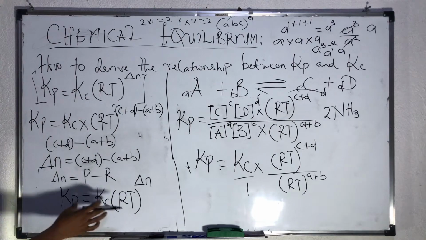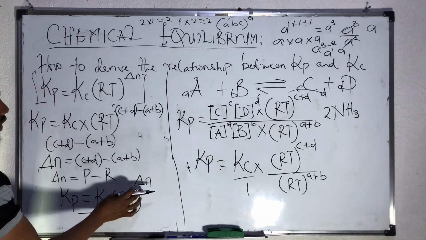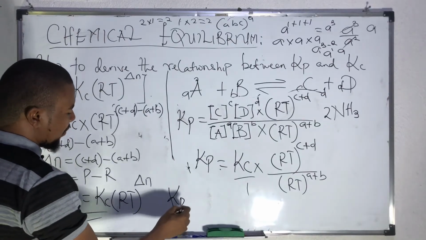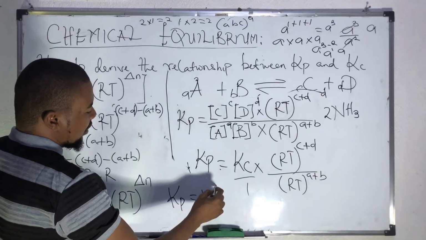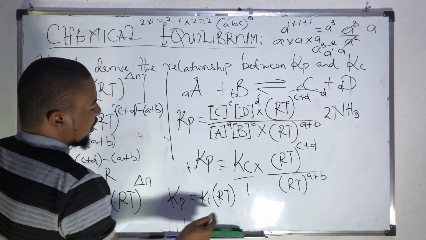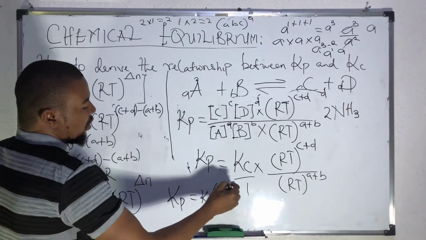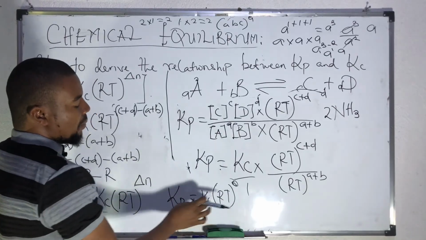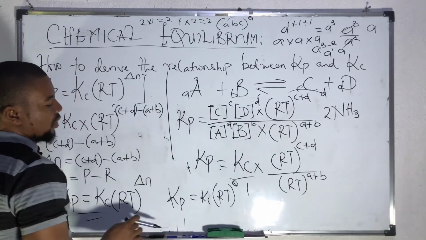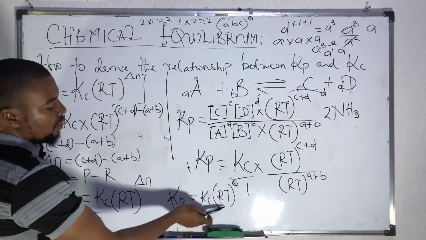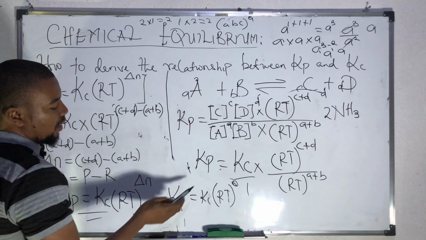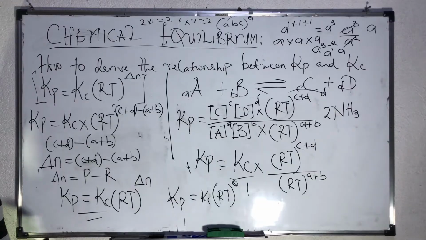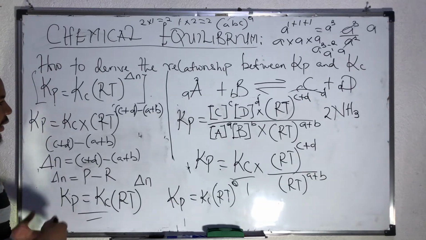And the only time Kc and Kp are equal is when the change in moles equals 0. If it's equal to 0, you will have Kp equals Kc multiplied by RT raised to 0, and any number raised to the power 0 is 1, apart from 0. Because if you raise this to the power 0, RT becomes 1. Kc times 1 is Kc. Then Kp and Kc will be equal. So this is how to derive this very expression between Kp and Kc.